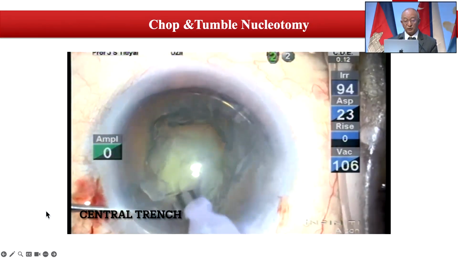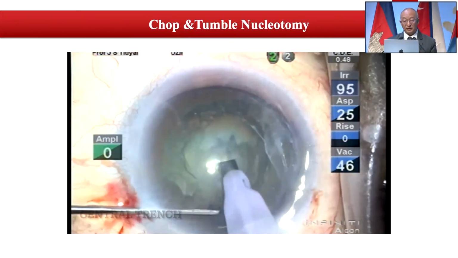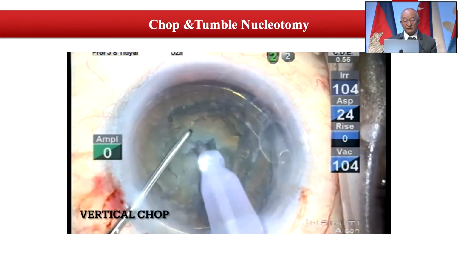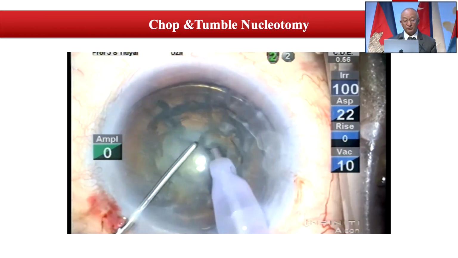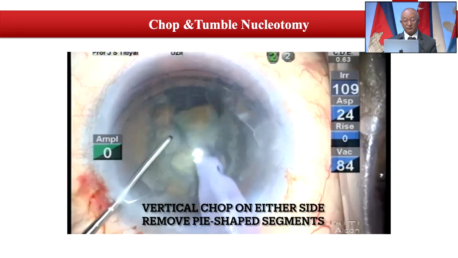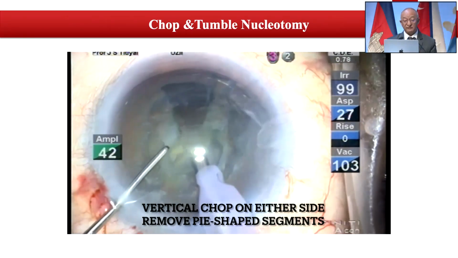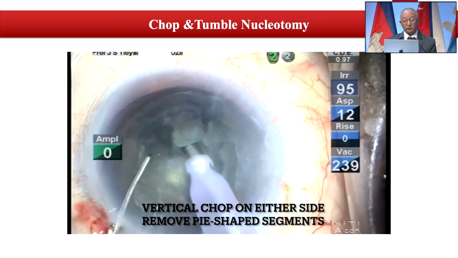This is a video you can see here. I'll do a little trench in the central area. This is a grade 3 plus nucleus. Once I hold it, I'll chop it in the center. This is a primary chop. I'll go towards, you can't rotate now, towards the left, make one other chop. You have a pie of nucleus. Take out this. This gives a space for an internal hydrodelineation to separate this nucleus further.